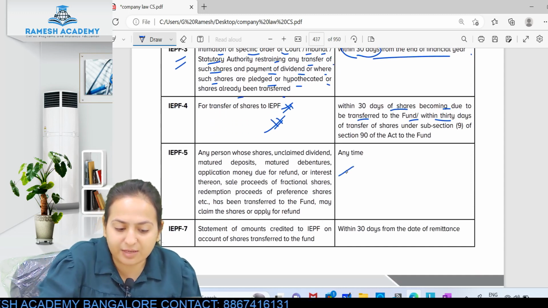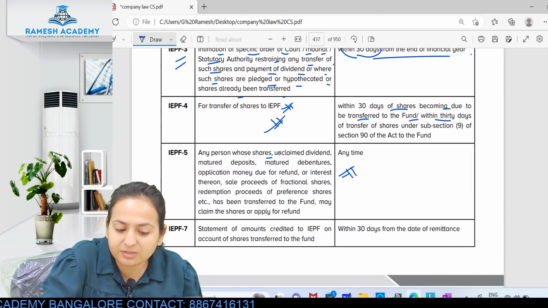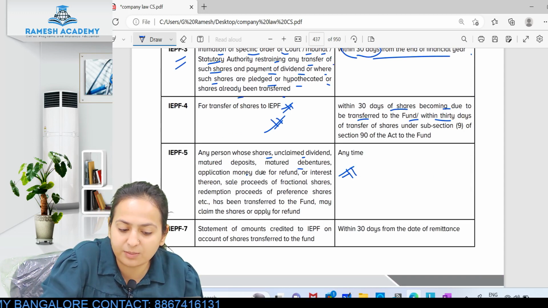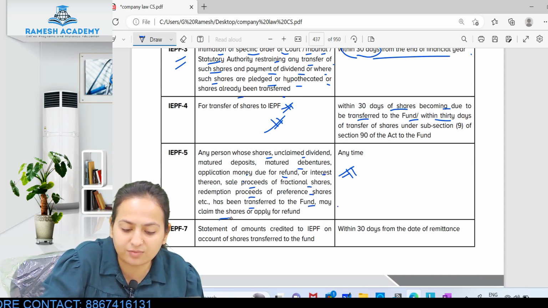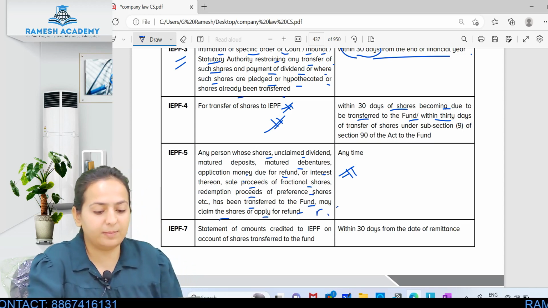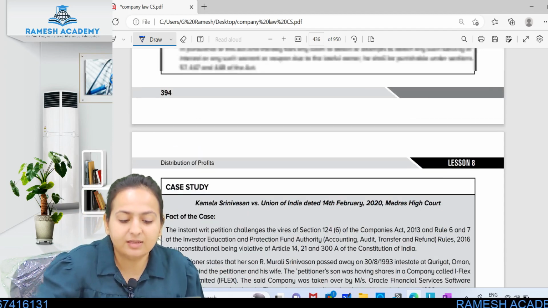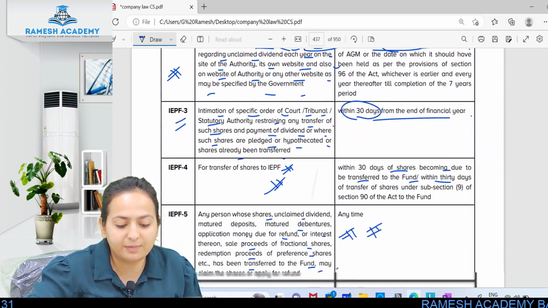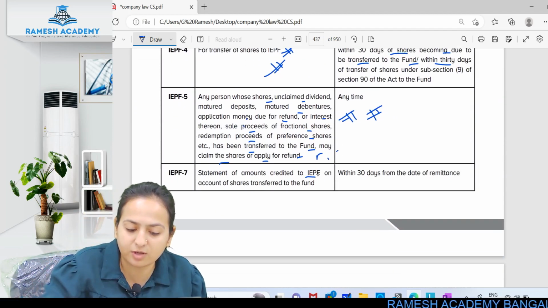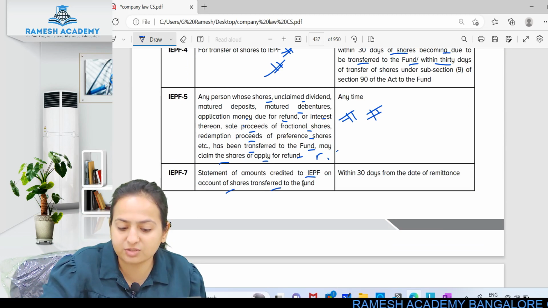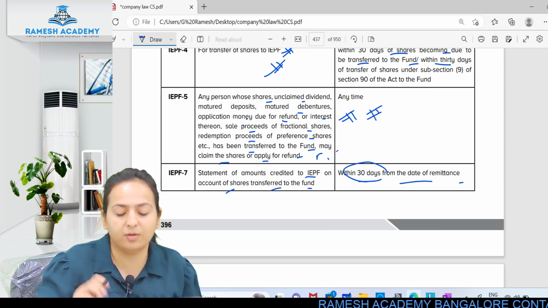Next is IEPF 5. Any person whose shares, unclaimed matured deposits, or due refund sale proceeds have been transferred to the fund may claim the shares or apply for refund any time. Yes, IEPF 7 is the next thing. IEPF 7 is the statement of amount credited to IEPF on account of shares transferred to the fund within 30 days of the amount of their evidence.